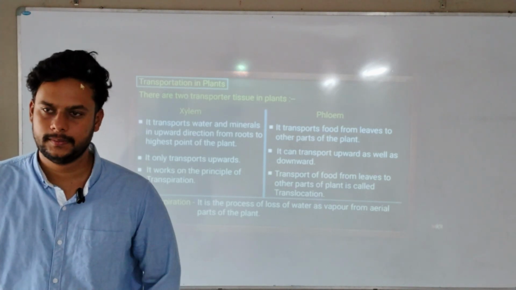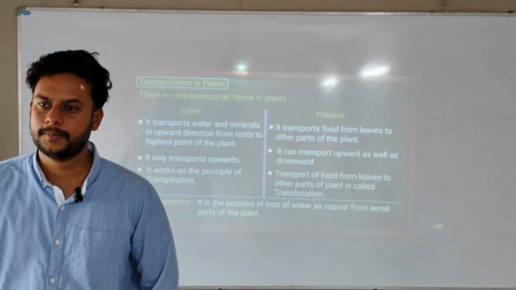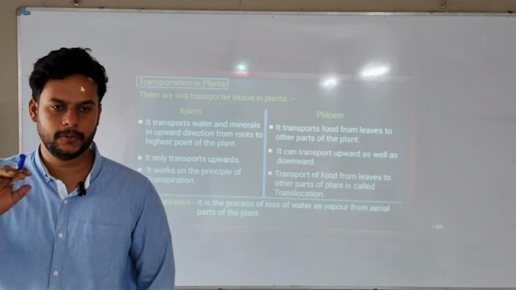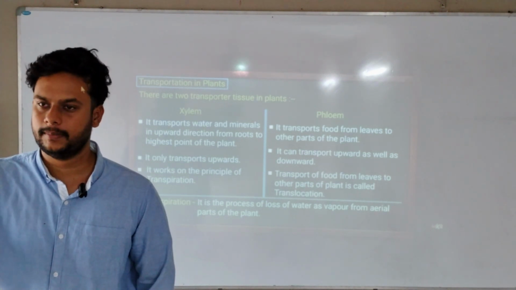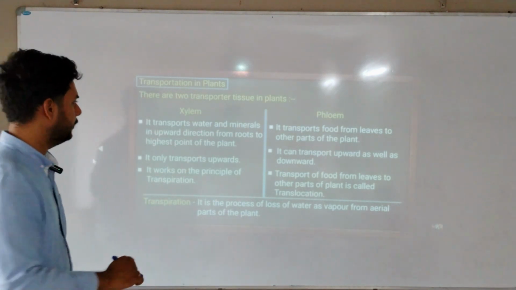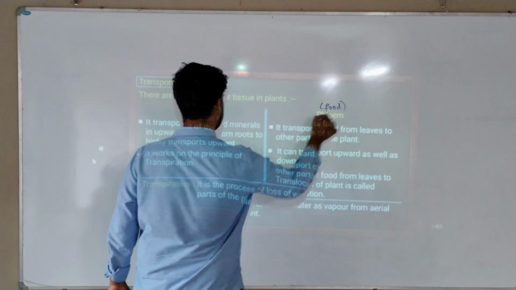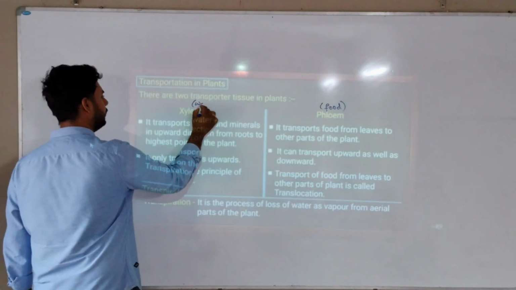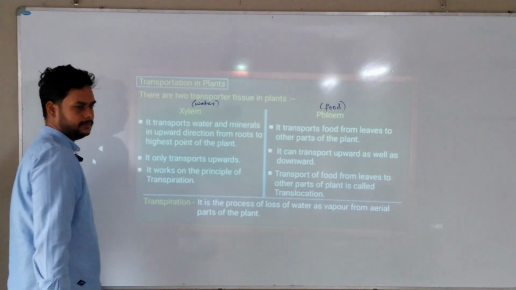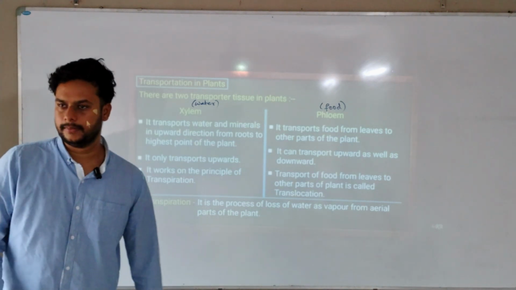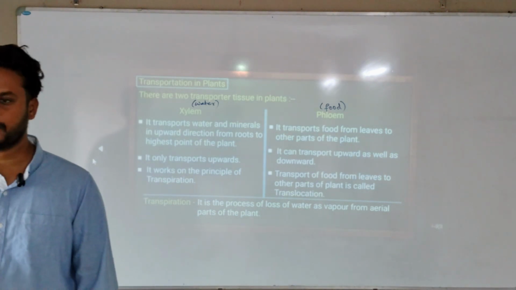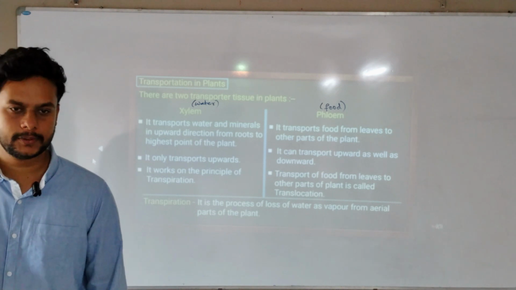What is phloem? It transports food. Phloem, flow, food. So it's easy to remember. Phloem means it will transport food. Xylem means it will transport water and other minerals, mainly water. In water only minerals will be there. Xylem transports water. Phloem transports food.